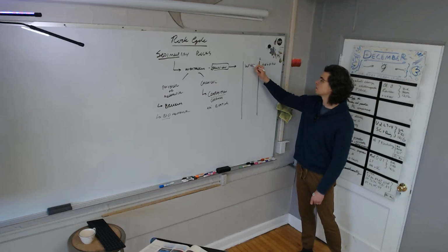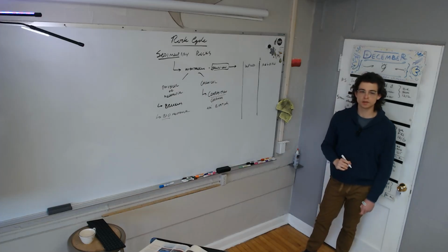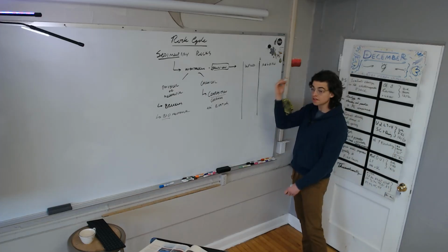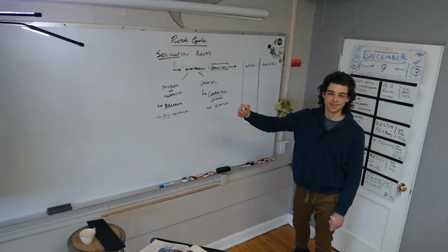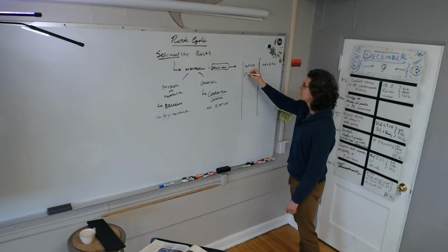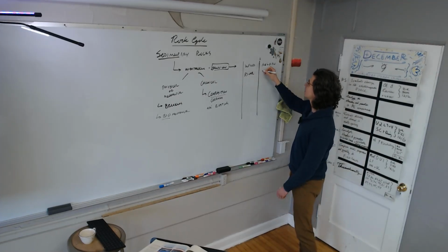Okay, what's another way that sediment can be transported? Water. Okay, there are lots of different kinds of water, so let's be more specific. Let's say water like river. River, good. Water like river is called fluvial erosion.